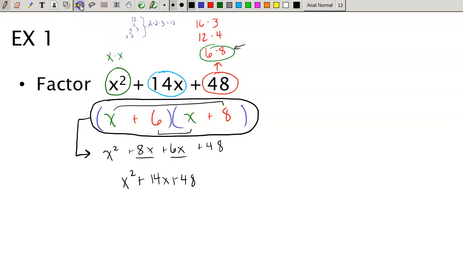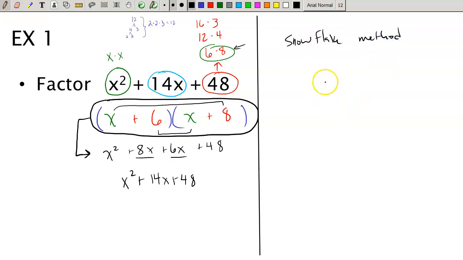So that's a traditional way to think about factoring. And there are lots of different ways that you can do kind of the same pattern, but think about it a little bit differently and structure it a little bit differently. One of those is called the snowflake method. So I'm going to show you this one. This is one of many different ways you could do this.